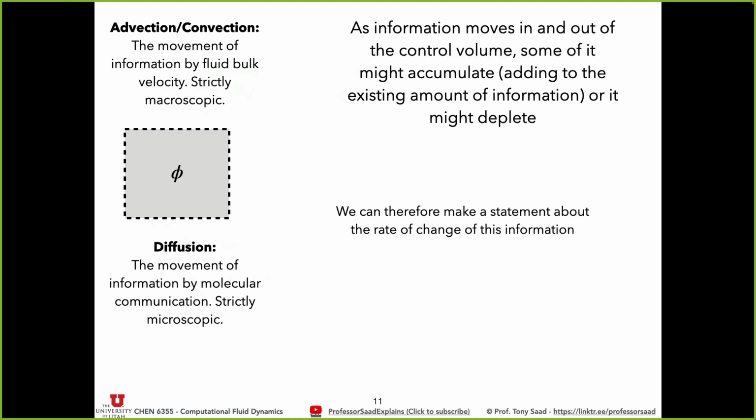So we can therefore make a mathematical statement about the rate of change of this information, phi, inside the control volume. And we can simply say that the rate of change of phi is balanced by net advection and net diffusion. I didn't put signs here. We're going to get to the signs in a minute.